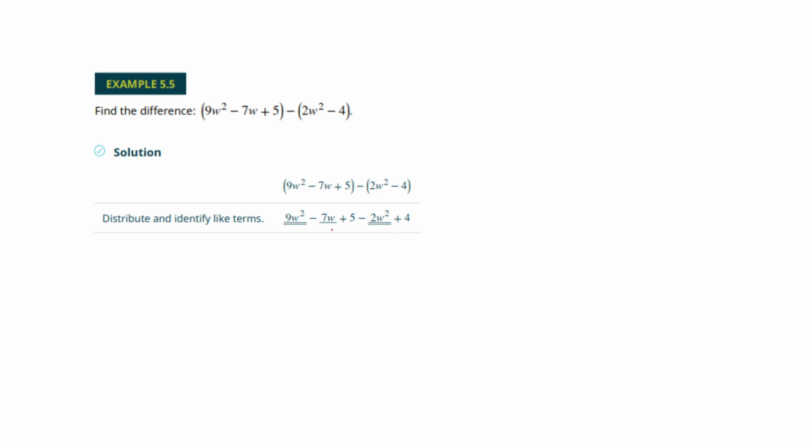So now they're combining the same teams. Well, they did a couple steps there. I got 9 on the w squared minus 2, so I'd get 7 on w squared. And then there's no one else on this minus 7w. But then they put the numbers together. Yeah, so he changed signs, so I'm putting together 5 and 4.